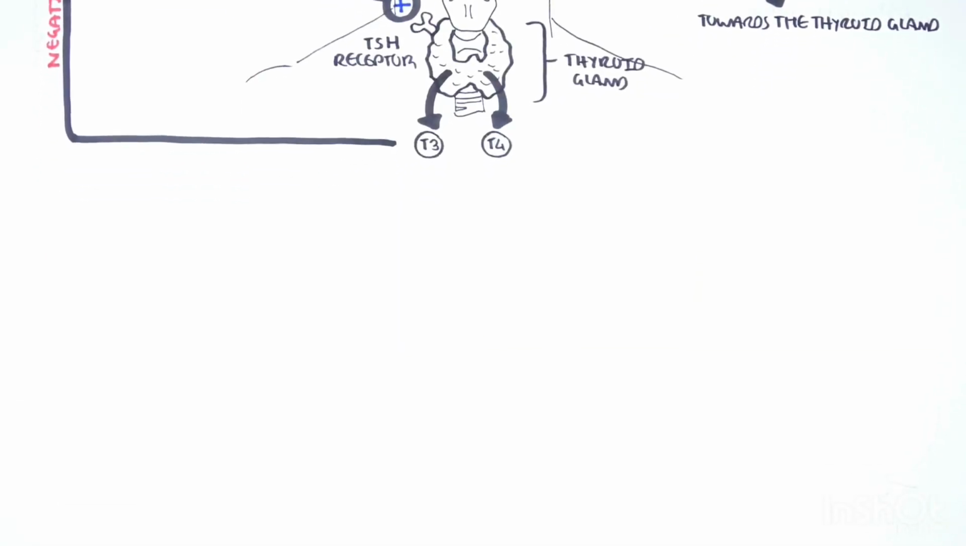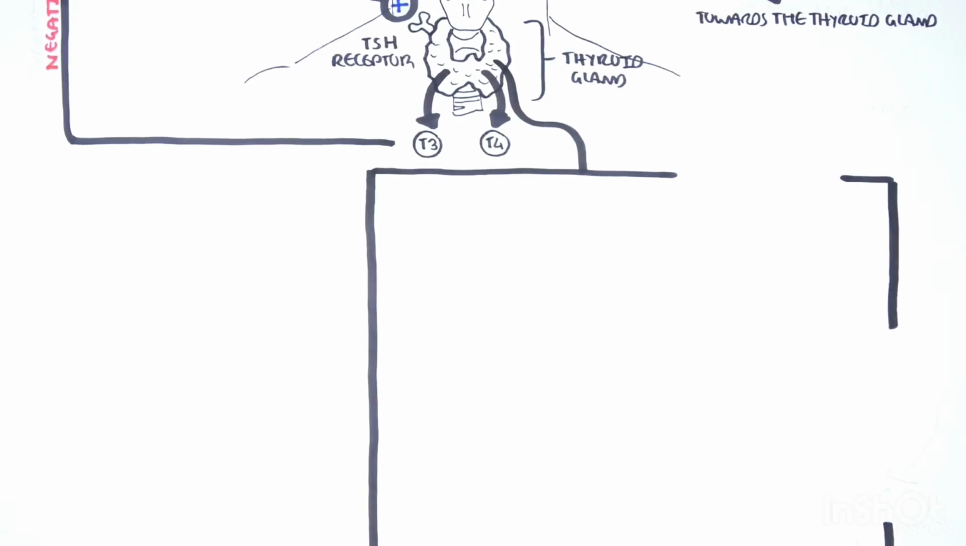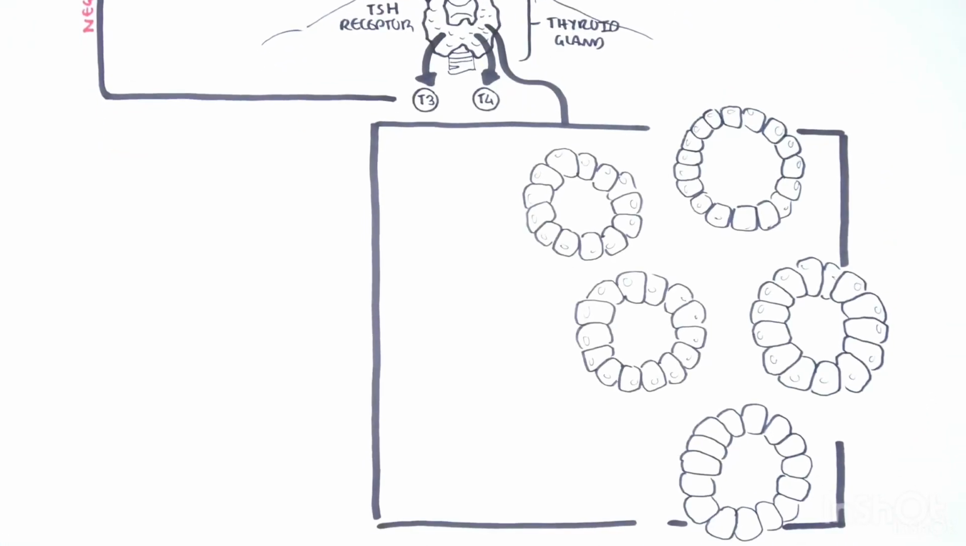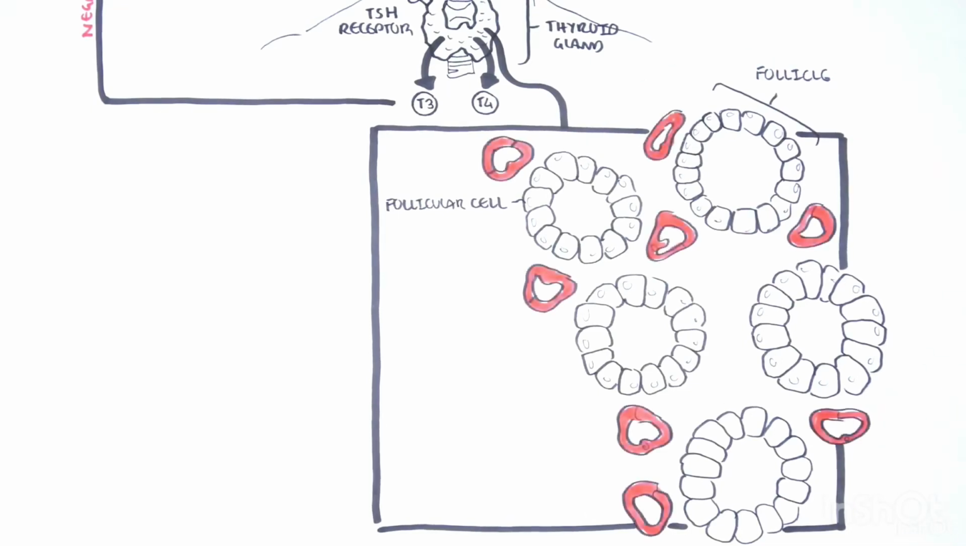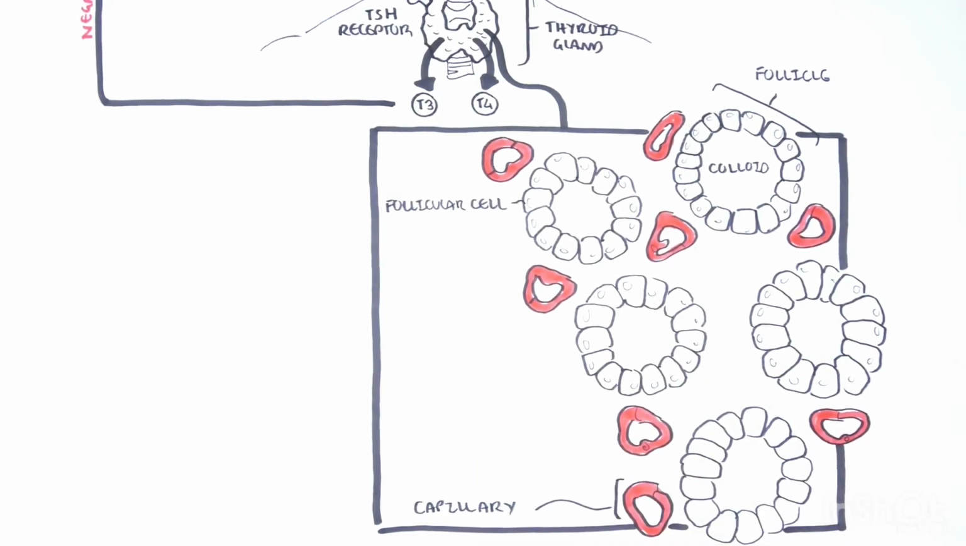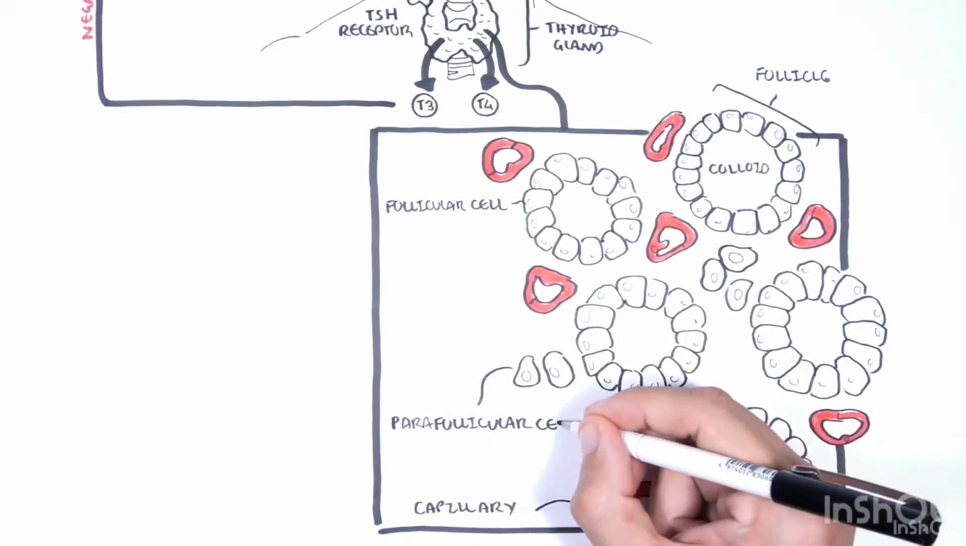The functional unit of the thyroid gland are the follicles, made up of follicular cells. The center of the follicle is the colloid. The thyroid gland has a rich blood supply. Here are capillaries which will bring TSH to the cells. Next to the follicles are the parafollicular cells, also known as C cells, which produce calcitonin. It has an important role in calcium homeostasis.